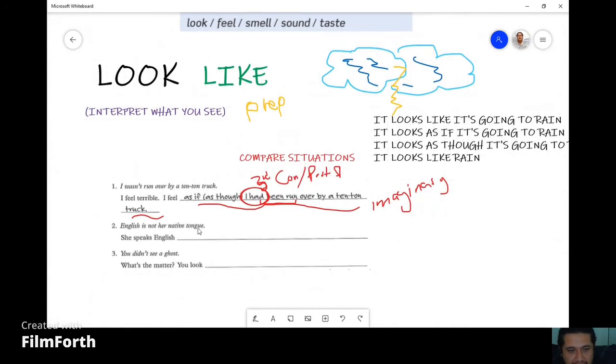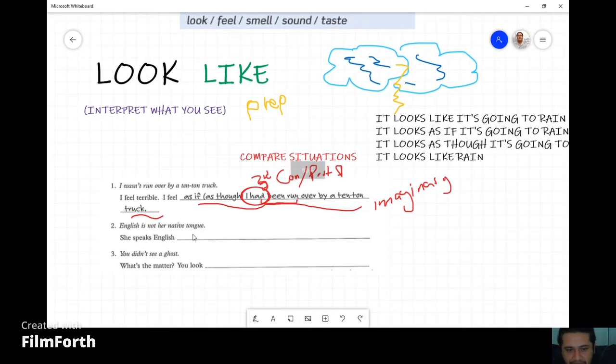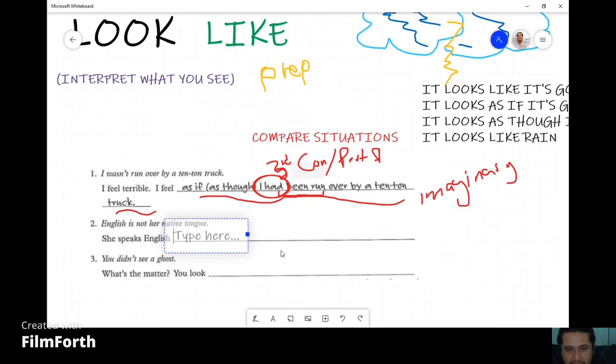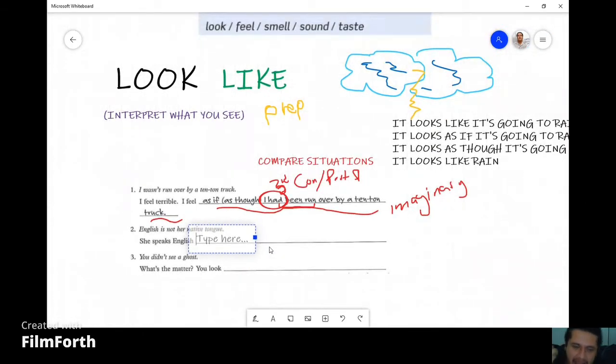Now look at this. It says English is not her native tongue. Now, you are going to compare a speaker. Just imagine somebody that is actually from the US, but you're going to compare that situation. You're going to say, she speaks English as if English wasn't her native language.